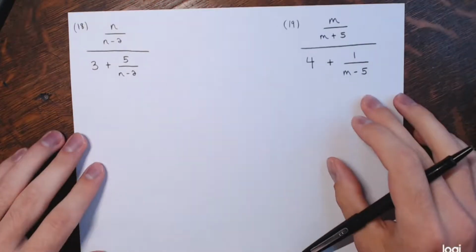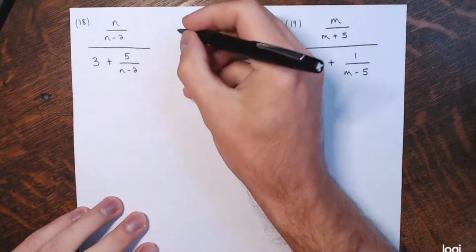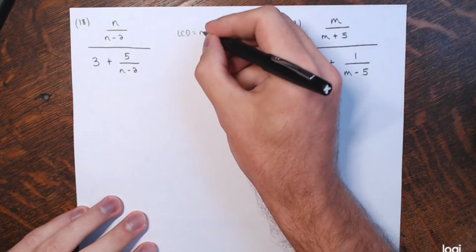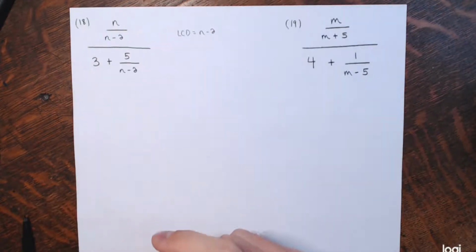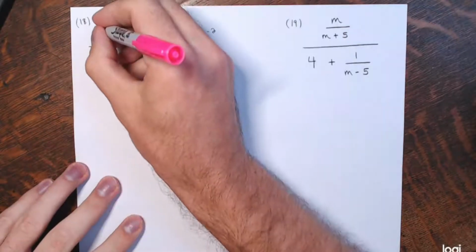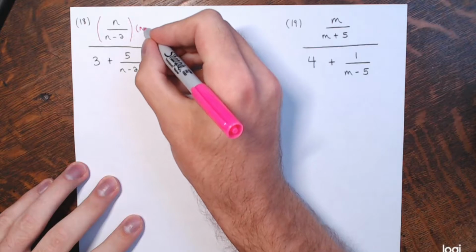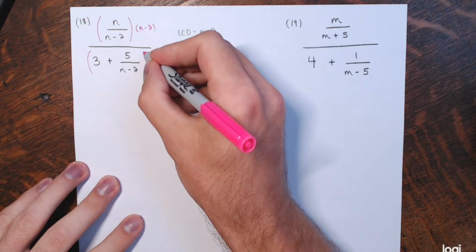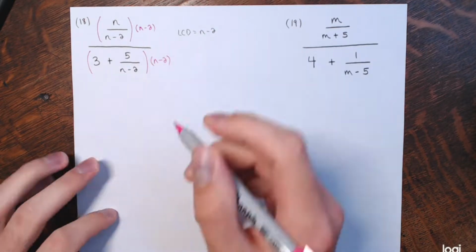Alright, just a few more. And again, I'm doing the same thing every time, the same steps. This example, example 18, the LCD I'm hoping is obviously n minus 2. It's the only denominator showing up here. So I multiply the numerator, everything above the big bar, which is only that one fraction, by the LCD, by the quantity n minus 2. And there are 2 terms in the denominator, and I'll multiply both of those by the LCD n minus 2.